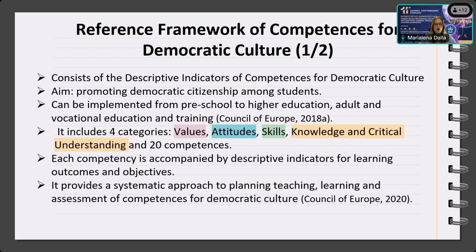The relevance of the Competency Framework for Democratic Culture is noteworthy in the educational process, as it provides a systematic approach to planning teaching, learning, as well as assessment.